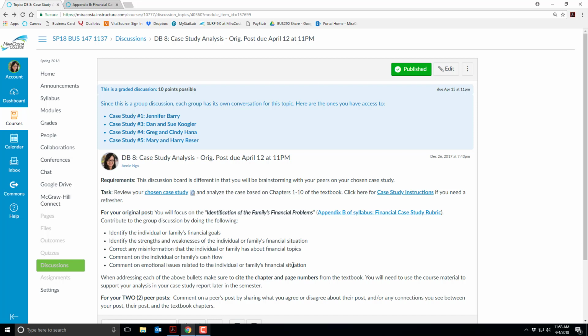Now, while this discussion board focuses on the problems, you do not have to worry about the solutions just yet. That'll be discussion board 10. It's important to identify the problems first and see it from different people's perspectives within the discussion board. That way, later in discussion board 10, when you do start to identify the solutions, you'll have a good list of problems to tackle. Please remember to respond to 2 peer posts as well. If you have any questions, just let me know.